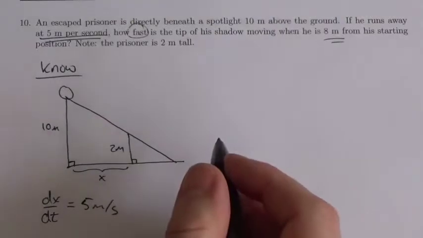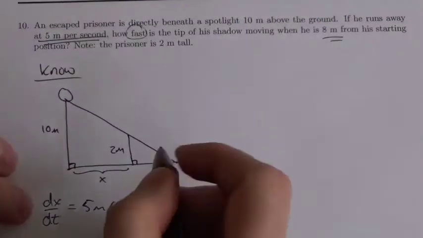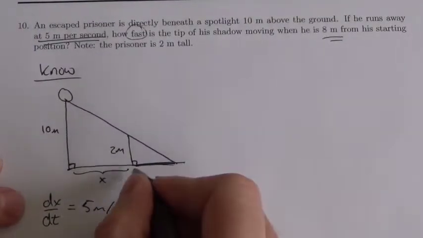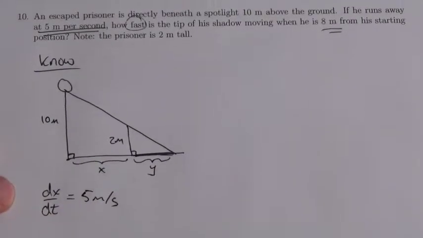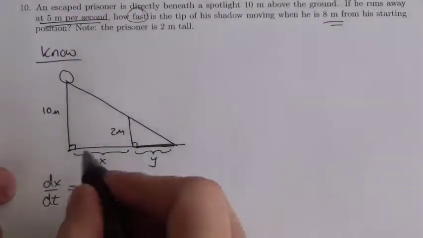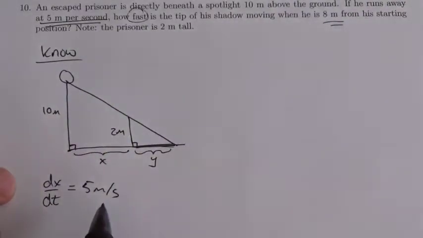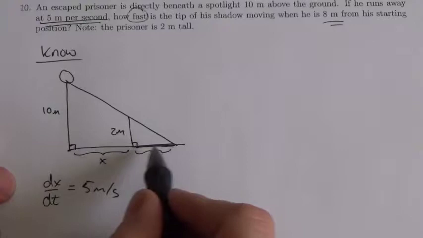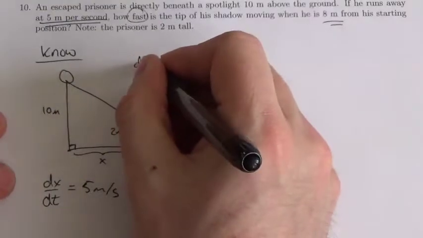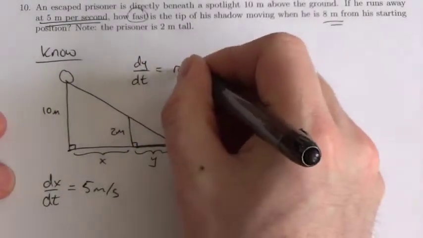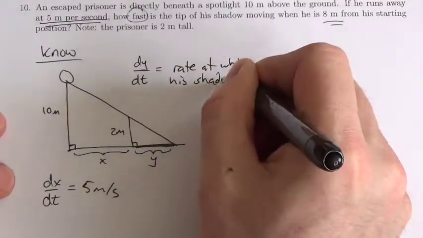Now, there are a couple other variables that present themselves here real quick. Notice that this part right here, this is his shadow. So now y is going to be the length of his shadow. But at the same time, the question is asking how fast is the tip of his shadow moving when he's 8 meters from the starting position. Now I'm not asking you for y. I'm not asking you for dy by dt. dy by dt, if we put this up here, is the rate at which his shadow grows.